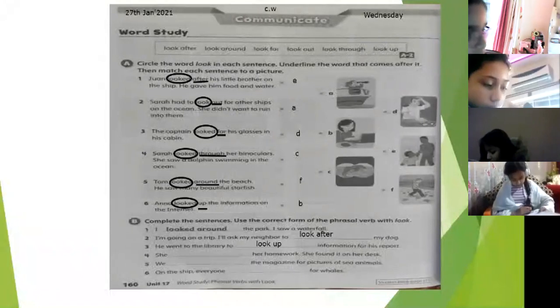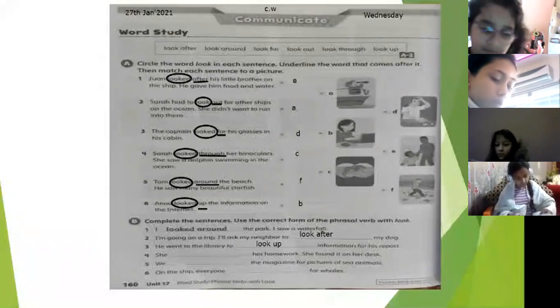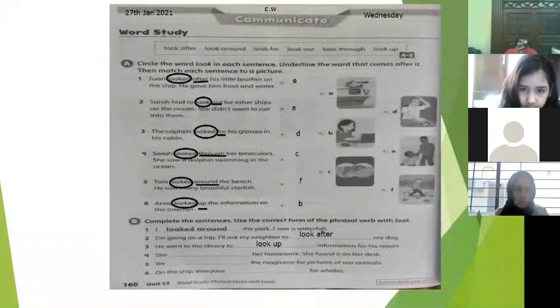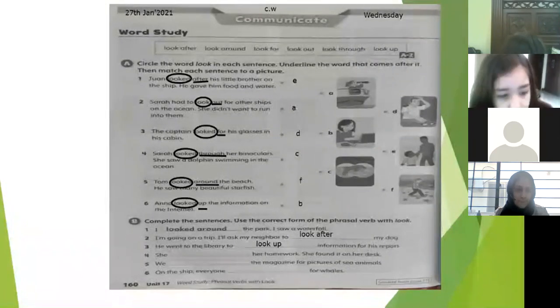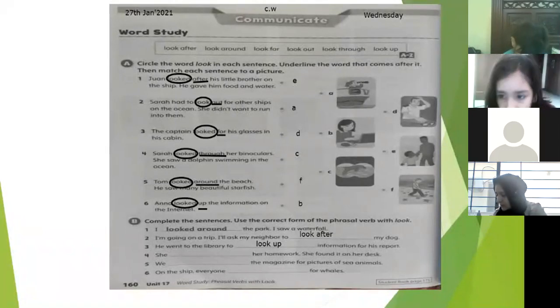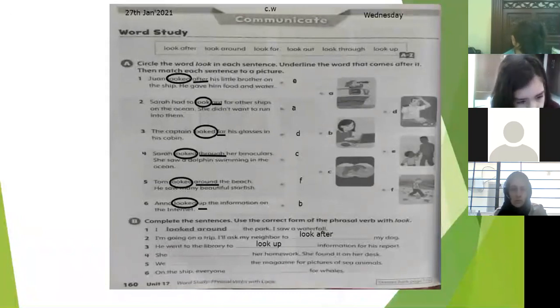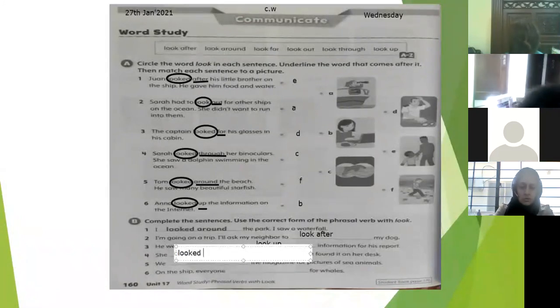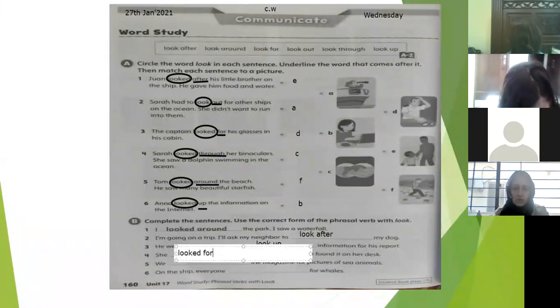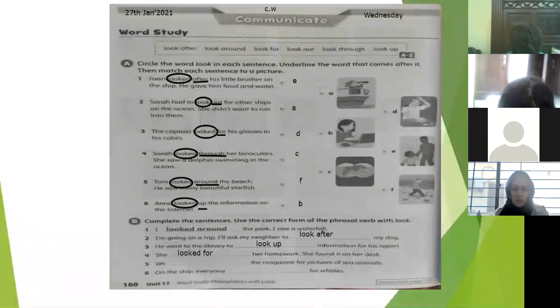She dashed her homework. She found it on her desk. So when you try to find out something, which phrasal verb do we use? Yes, Arij Naki. Looked for. Yes. Looked for. Very good. She looked for her homework. She found it on her desk.